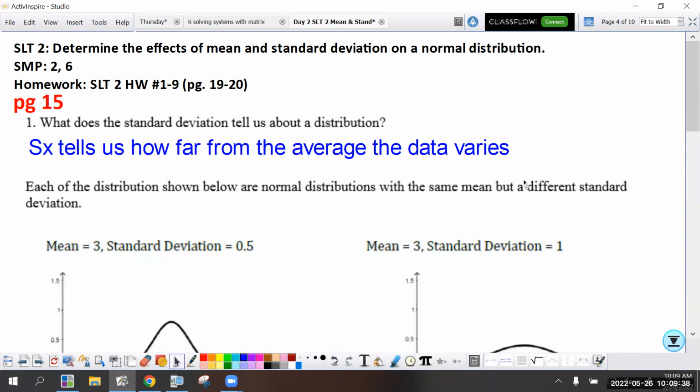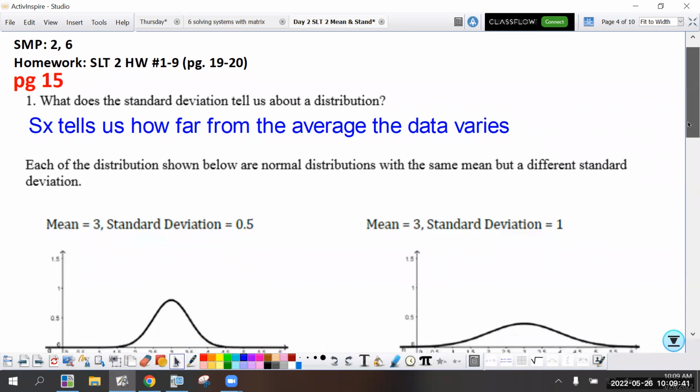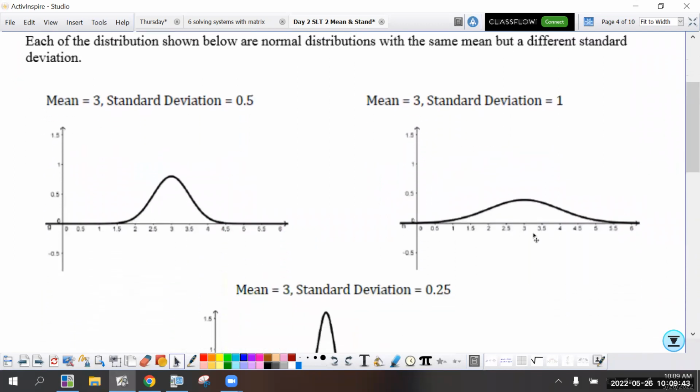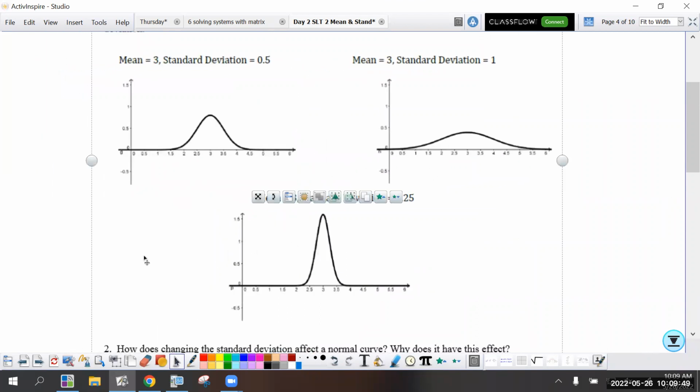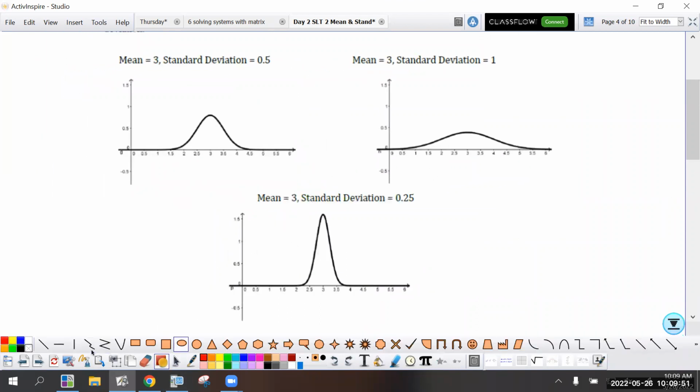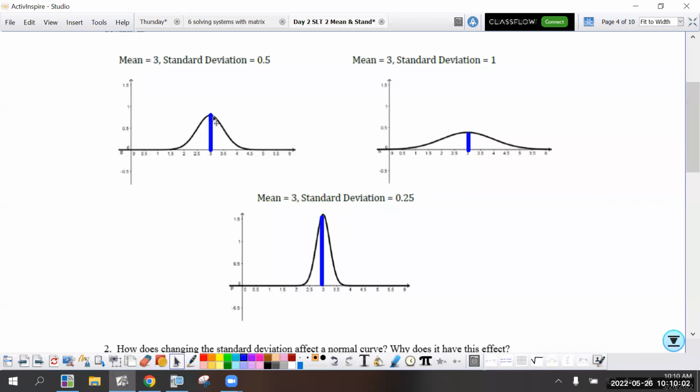Now each distribution shown below are normal distributions that have the same mean but a different standard deviation. Let me make this smaller so I can see them all. Here we go. So I can see here there's a mean of 3, a mean of 3, and a mean of 3. They all have that peak at the average of 3. But this one has a standard deviation of 0.5. This one has a standard deviation of 1. And then this one has a standard deviation of 1/4.